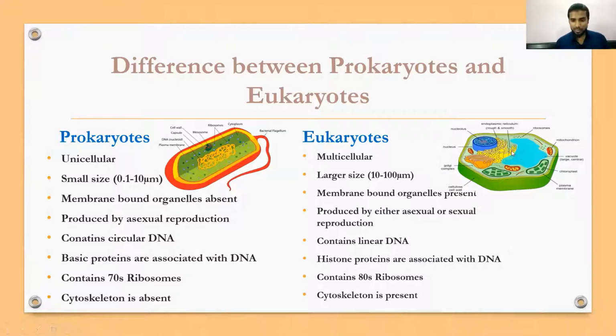There is a nucleus separately here. You can see the nucleus separately, and every organelle is separated within the cytoplasm. They are given a specific place for that. And prokaryotes reproduce by asexual reproduction, while eukaryotes reproduce by either asexual or sexual reproduction. We'll discuss the reproduction process in detail when we study bacteria and fungi separately.